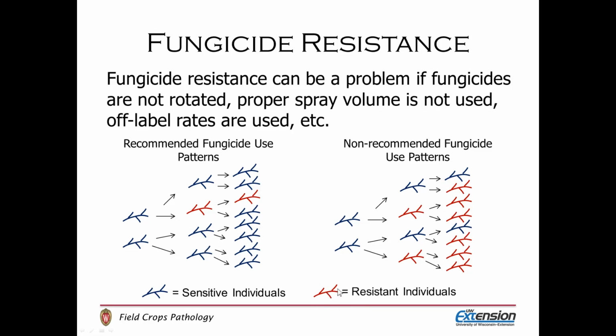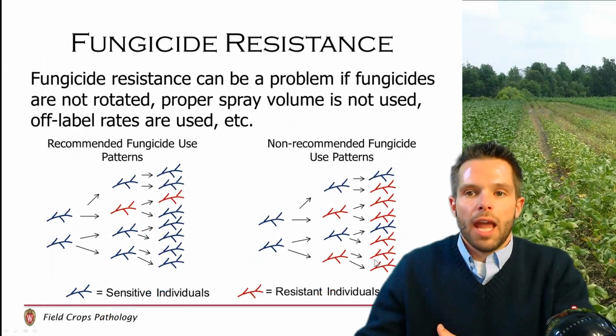And then we have one of these red individuals, which is a resistant individual in a population. Now what can happen is if we're not rotating fungicide modes of action, or we're spraying repeatedly, or we're using off-label rates, so these non-recommended fungicide use patterns, we can actually select for individuals in the population which are resistant to our particular fungicide. So after several generations, we can build up the population with resistant individuals, and we'll start to see our fungicide not being very effective in that particular field. We do not want this situation to happen.